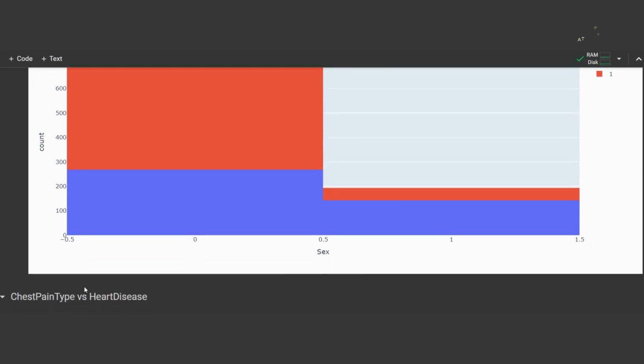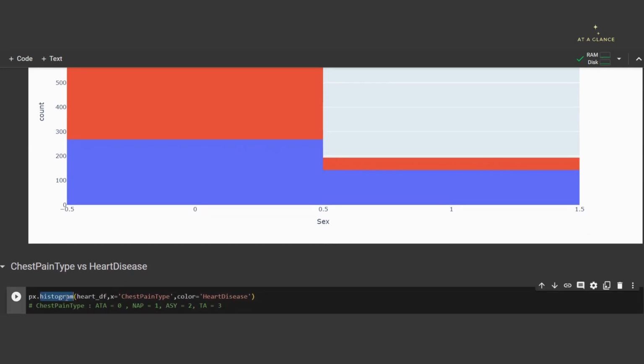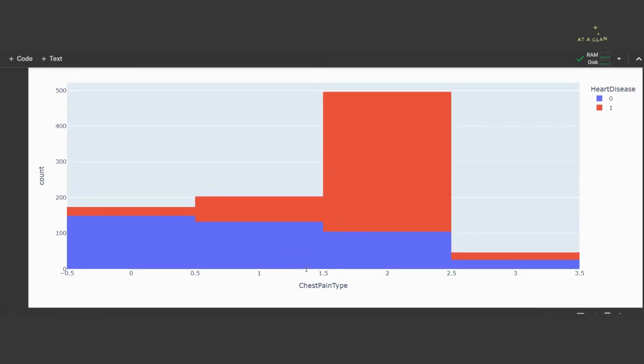Now, let's move on to the next column relationship, that is the chest pain type versus heart disease. For this, we are going to plot the histogram. Here I've written in a comment that the chest pain type had four values: ATA, that is atypical angina, for which we have given the value 0, then non-anginal pain, for which we have given the value 1, then we have asymptomatic, and then we have the typical angina. We are going to plot the histogram for these four values against the heart disease. So let's plot it and see what summary we can get out of it.